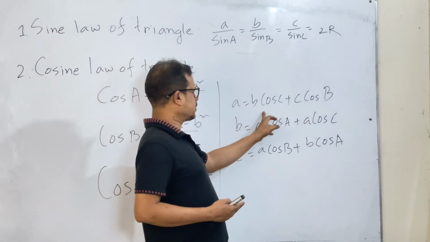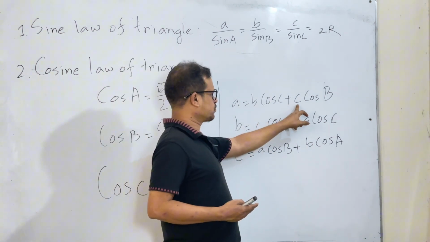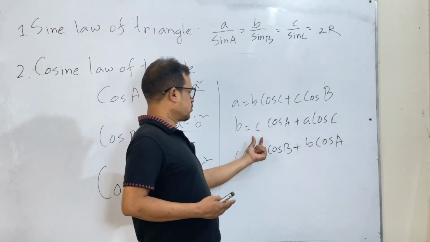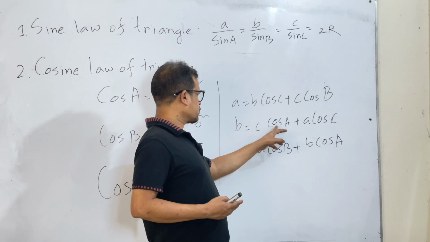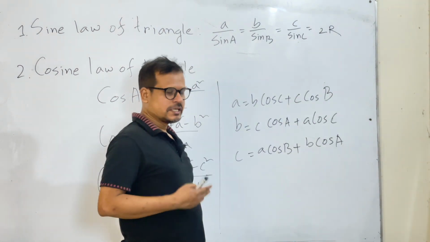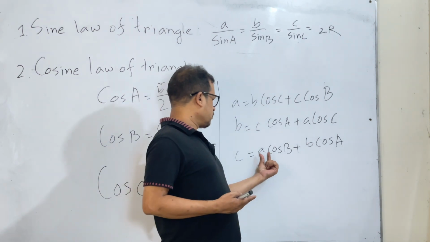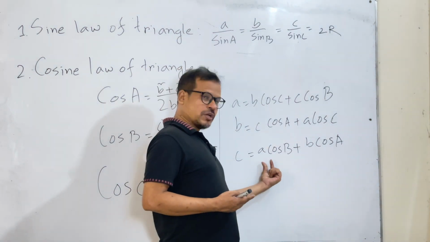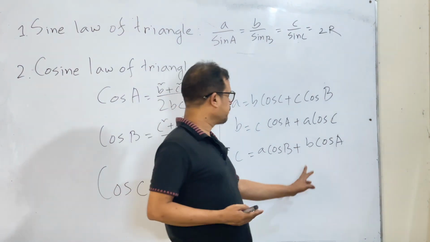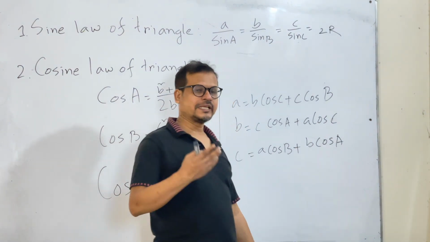Again, a equals b cos C plus c cos B. b equals c cos A plus a cos C. c equals a cos B plus b cos A.